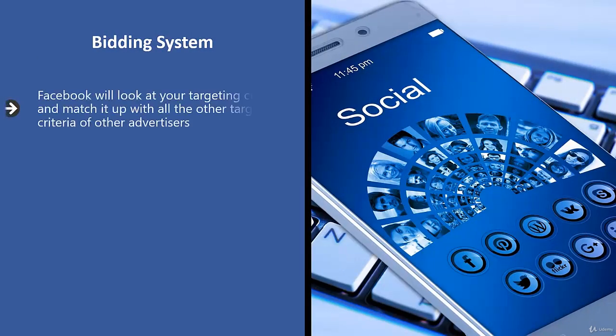Bidding system. Facebook will look at your targeting criteria and match it up with all the other targeting criteria of other advertisers. Once they find advertisers targeting the same type of people, they would then look at what is the maximum amount of money you're willing to spend for every click. These are then compared against other bids in a real-time auction that plays out every single second. The good news? You may be outbid for ad inventory, but there's a daily spending cap. So if your competitor already maxed out their ad spend, technically speaking, your cheaper ads could show up.